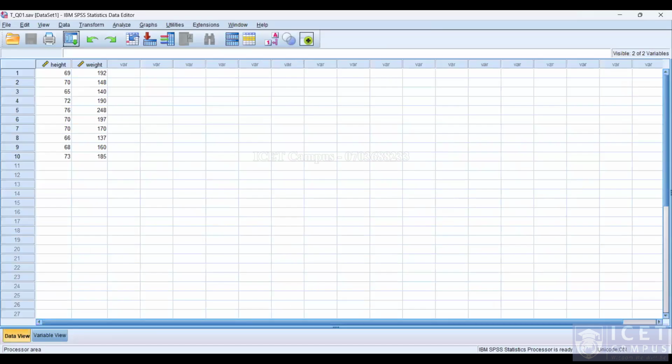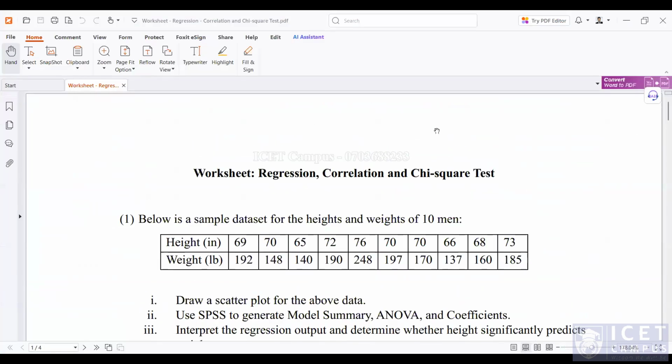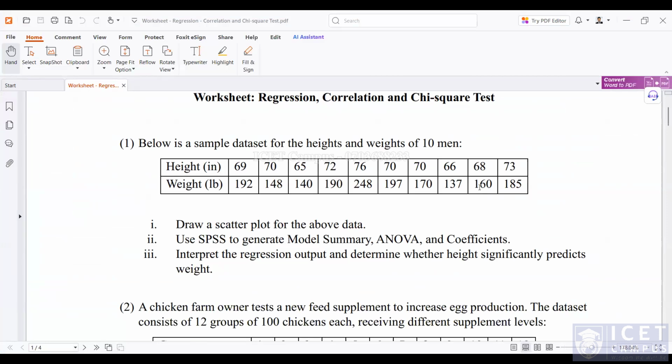Right. Let's start from previous day tutorials. This one is the worksheet related to regression, correlation, and chi-square test. So the first question, I'm not sure whether I discussed this or not. Anyhow, I'm starting from this one.